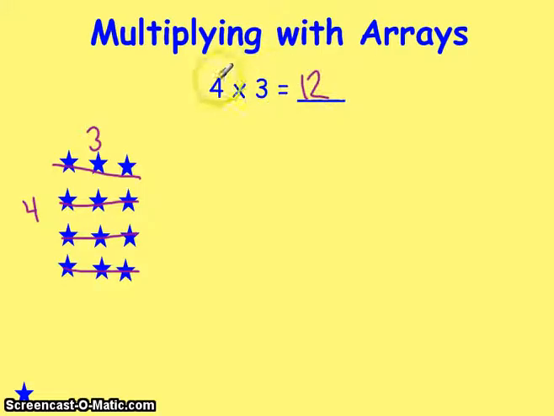But what if I wanted to switch my factors? Can I multiply 3 times 4 instead of 4 times 3? Let's try it. If I do 3 times 4, I'll have 3 rows this time with 4 in each row. I'm not going to cheat.